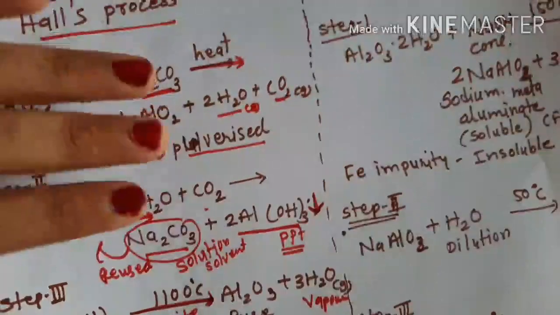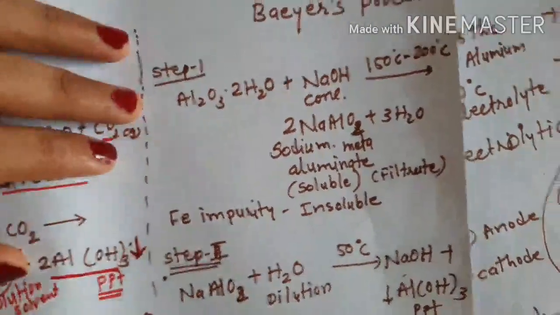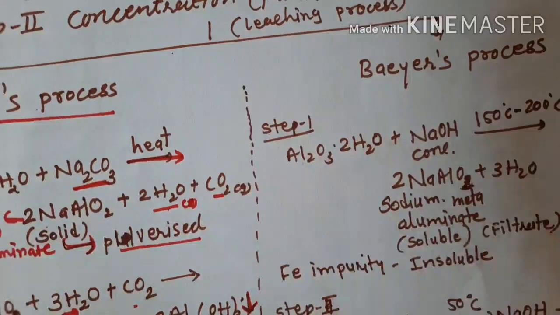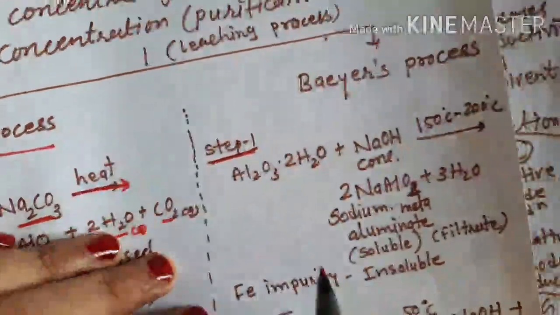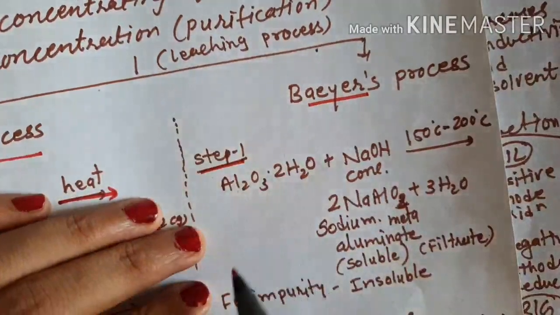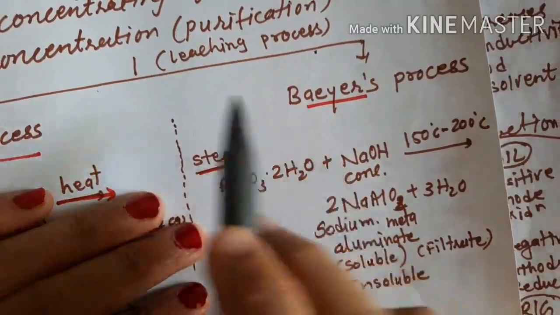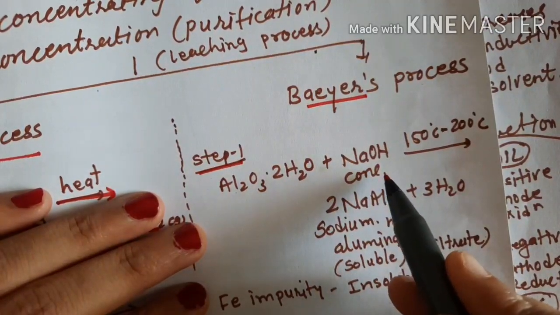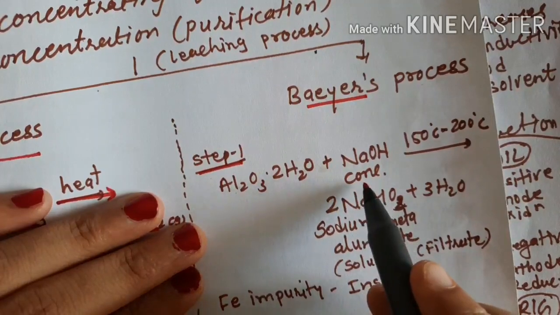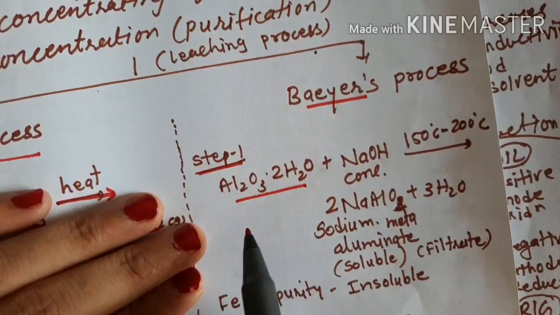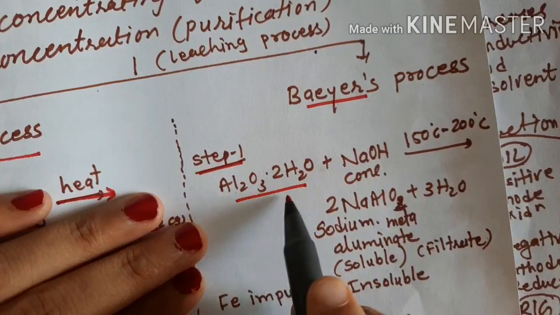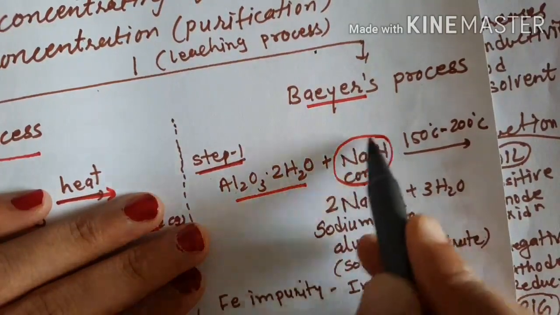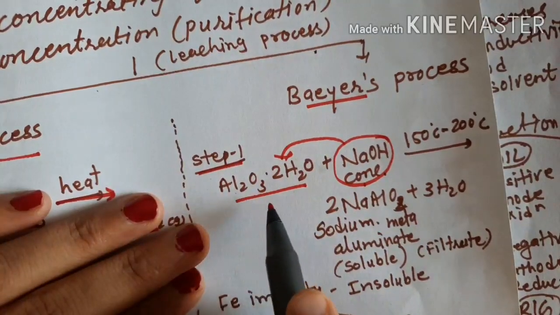Now let's learn the Bayer process. What is the Bayer process? In this Bayer process, we first take step number 1. The scientist Bayer used the powder form of the bauxite with concentrated NaOH. This concentrated NaOH is able to dissolve the bauxite powder.